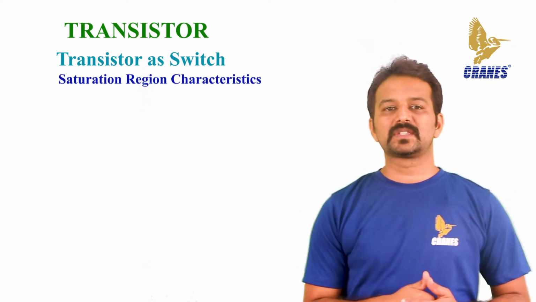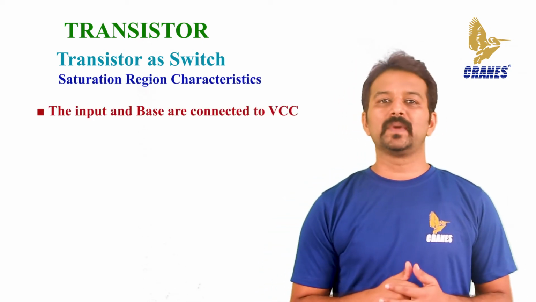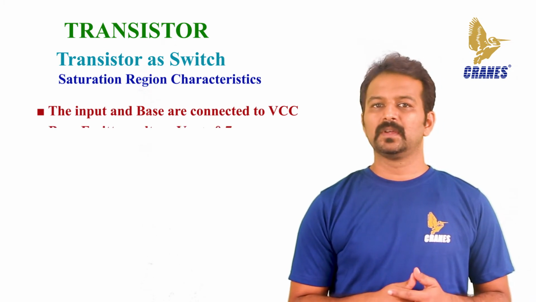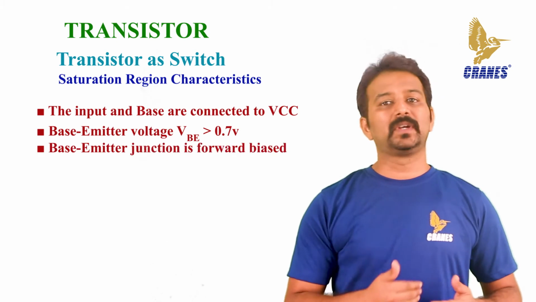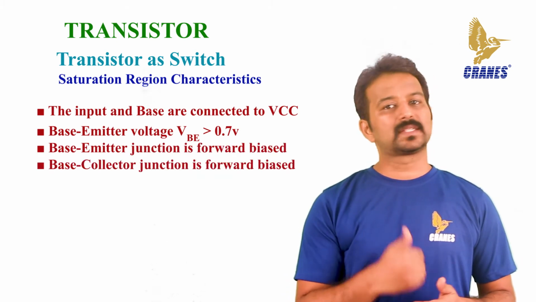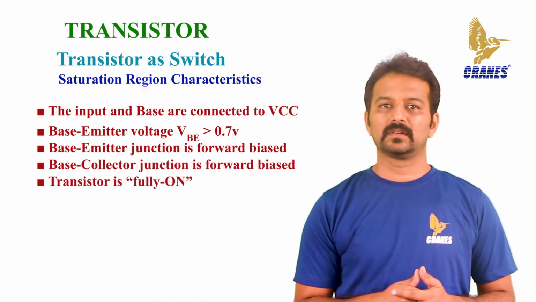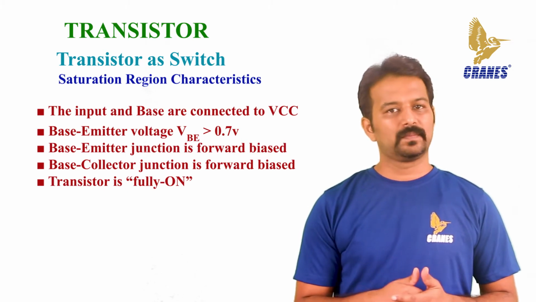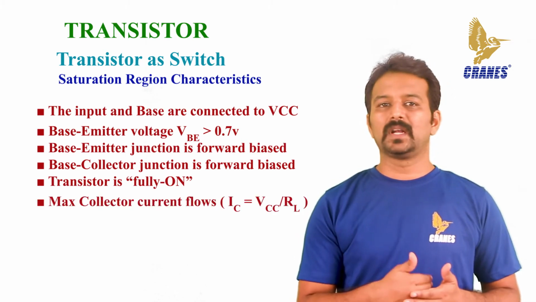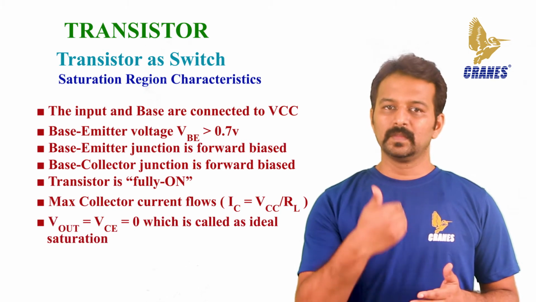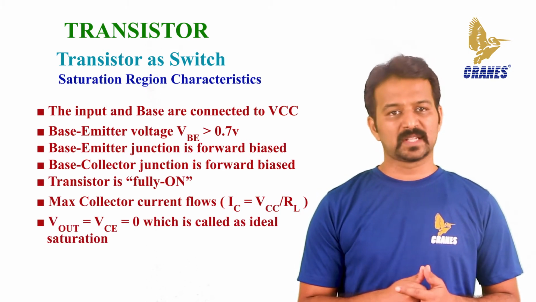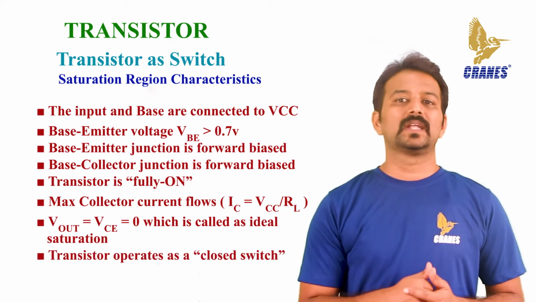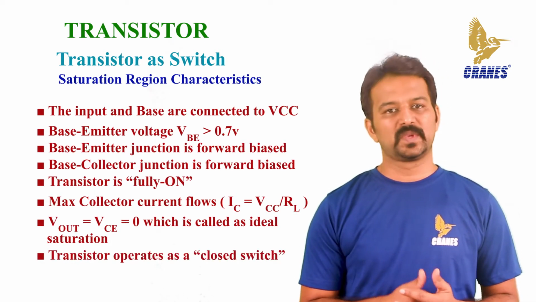The first characteristic here is that the input and the base are connected to VCC. Base emitter voltage VBE is greater than 0.7 volts. Base emitter junction is forward biased. Base collector junction is forward biased. Transistor is fully on. The maximum collector current flows. Vout is equal to VCE equal to 0, which is called the ideal saturation. Transistor here operates as a closed switch.